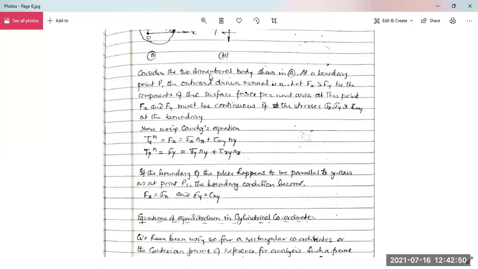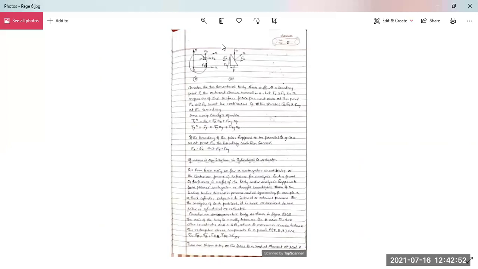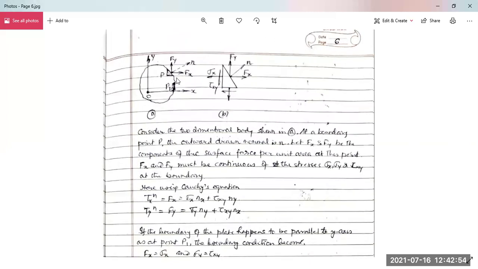So what is going on here? Say we have a body like this, which is in a plane, not a cubical one like this. We have only the axes Ox and Oy, and at the point P, Fx, Fy, and the normal n, with tau xy, sigma x, and Fx and Fy. This is the surface force, Fx and Fy, and it is actually directed towards the normal itself.